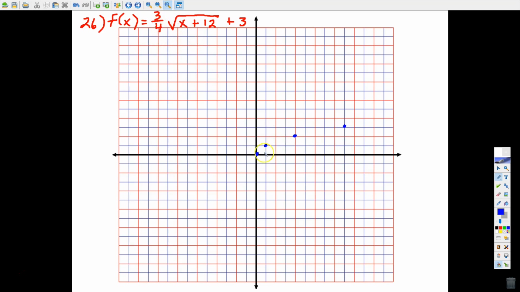And so basically we're going to do three things to these points. We're going to multiply the y coordinate only for each of these times 3/4. Then this says to take that result and move left 12. And this tells us then to move up 3. So the horizontal move is left 12. The vertical move is up 3.